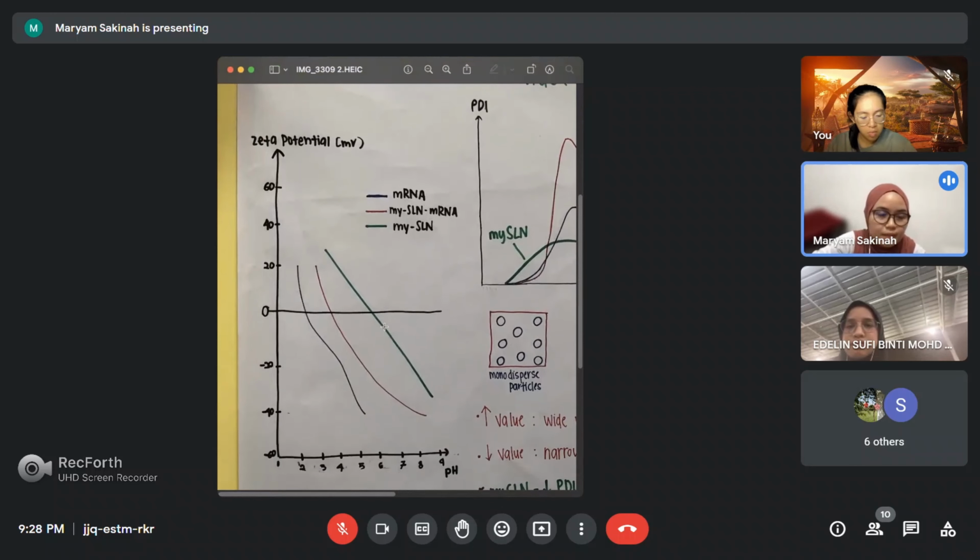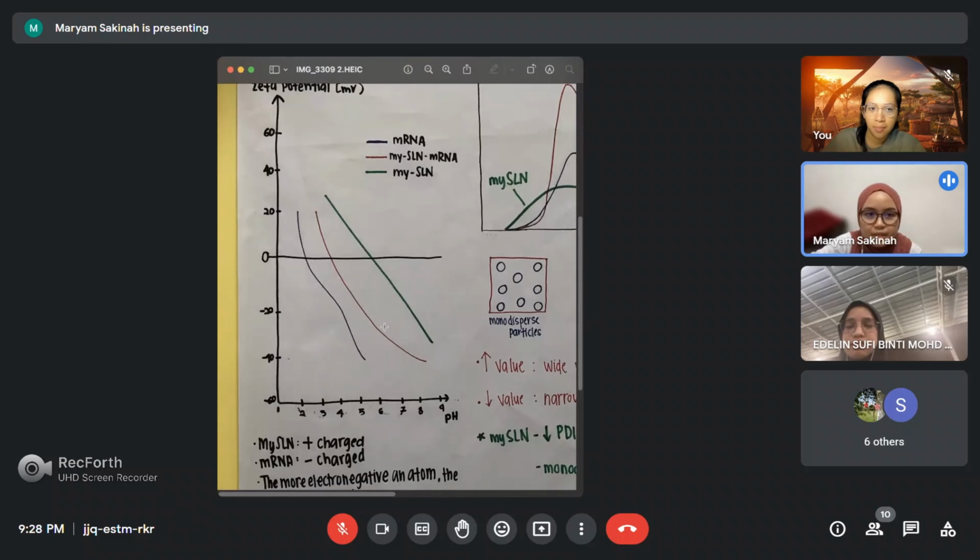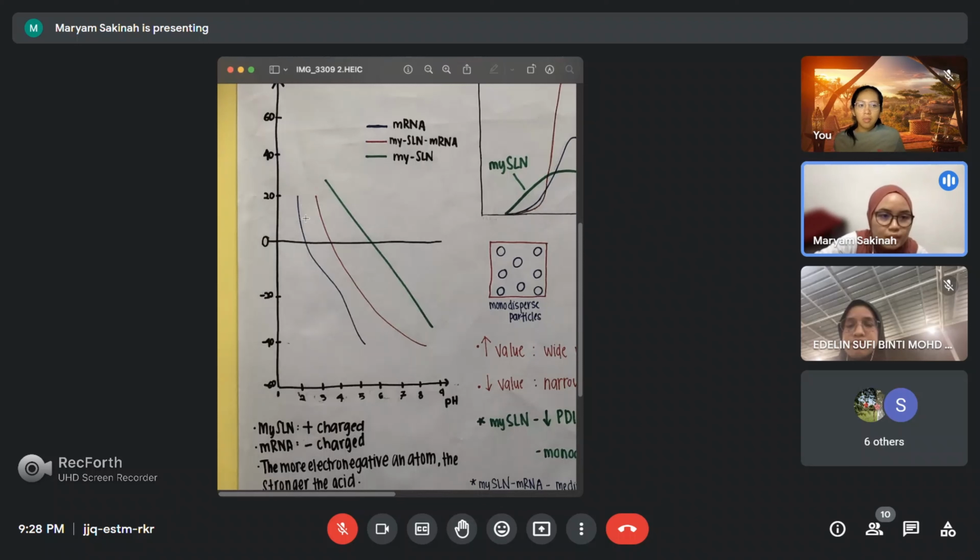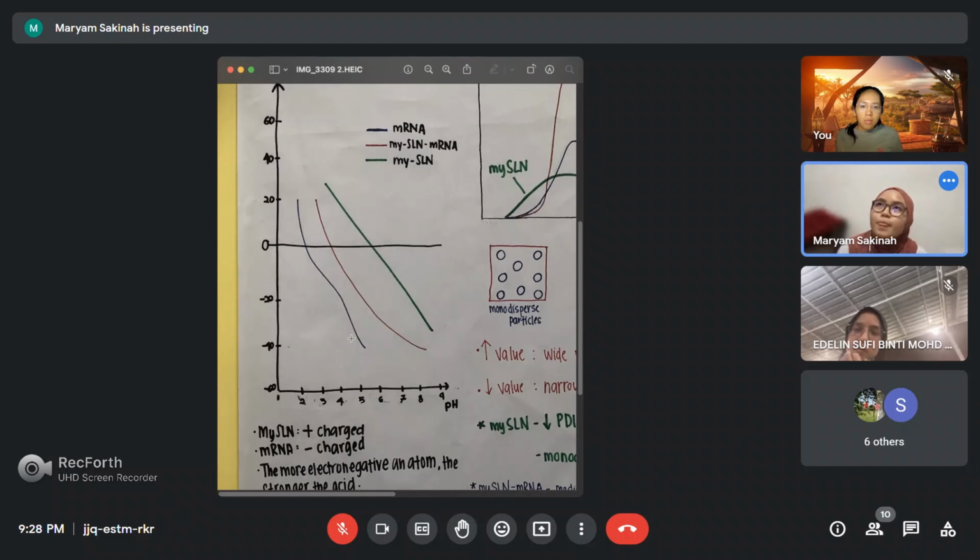I'll start first for this part. We have three: mRNA, MySLN with mRNA and MySLN. The first one is mRNA. We predicted it will have a pH value nearly acidic because mRNA is a negatively charged particle. While MySLN with mRNA is not neutral but near to alkali, and MySLN will be alkali because it's an electropositive particle.